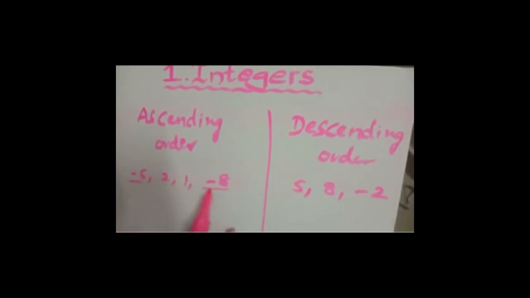Here -5 and -8 are there. Of these two numbers, -8 is the smallest number. The next smallest number is -5. The next smallest number is +1, and the last, final positive number is +2.